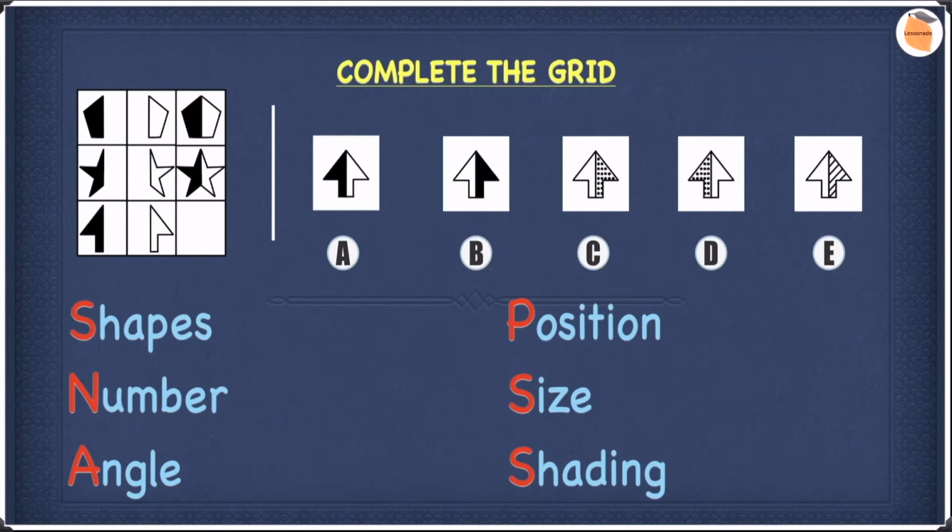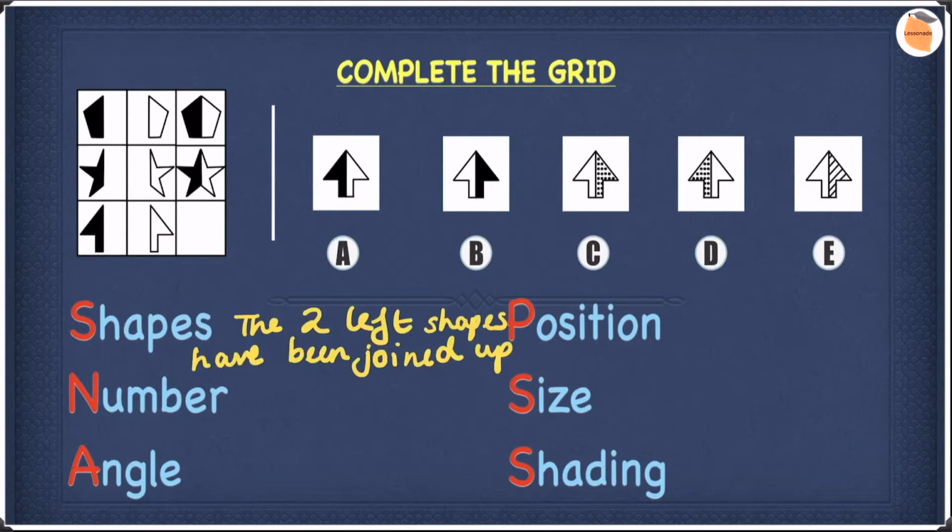Let's have a look at this example, and you might notice that the shape is a bit larger. We have a 3x3 grid right now. So let's use shapes first. If you notice the two left-hand side shapes, you add these two to make the shape on the right. In the second row, you add this shape and this shape to make the shape on the right. So if this carries on like this, we'll have to add these two shapes to give us our answer. This means the two left shapes have been joined up to make the shape on the right.